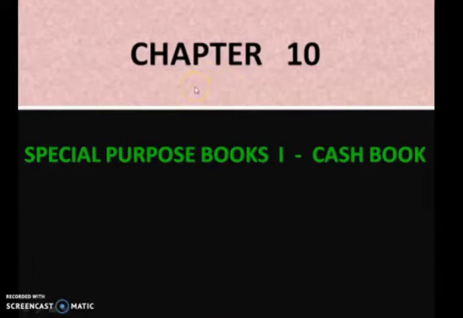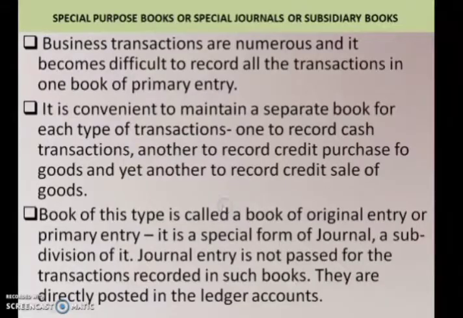Children, we are here with a new chapter today, chapter 10, Special Purpose Book, part 1. In this chapter, we will discuss the cash book. In our previous class, we discussed journal, ledger and trial balance. Today's class is a special class. Why? Because we are going to discuss the special purpose books, which are also known as special journals or subsidiary books. So what are these books?